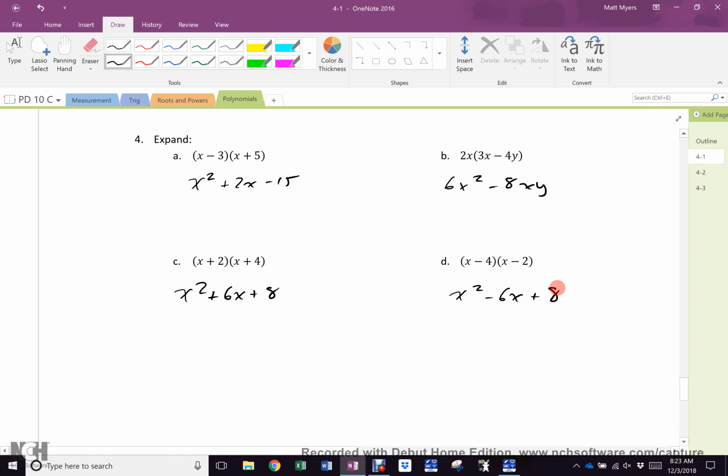Wouldn't it be the 2x minus 4x? 2x squared minus 2 times 4, 8xy. Well, what? Wouldn't it be like 3x squared minus 4xy? 2 times 3 is 6. X times x is x squared. Oh, so we're not making it smaller? No, that's why it says expand.